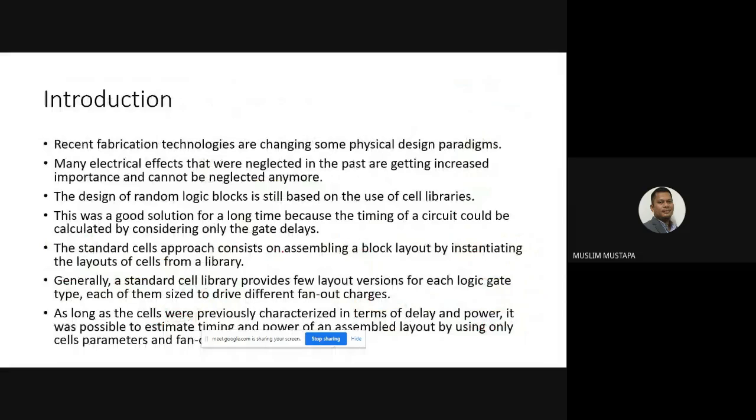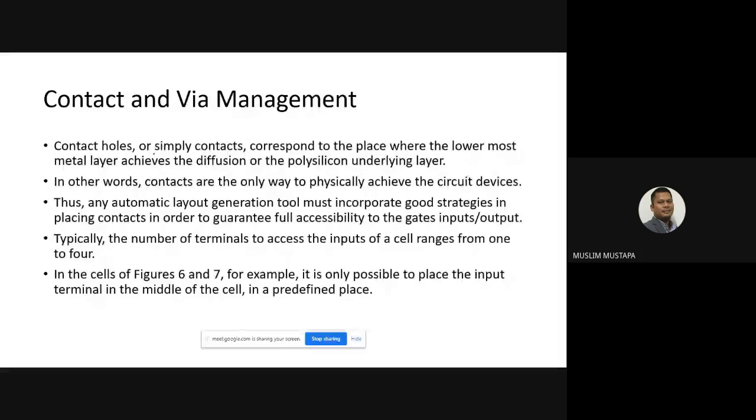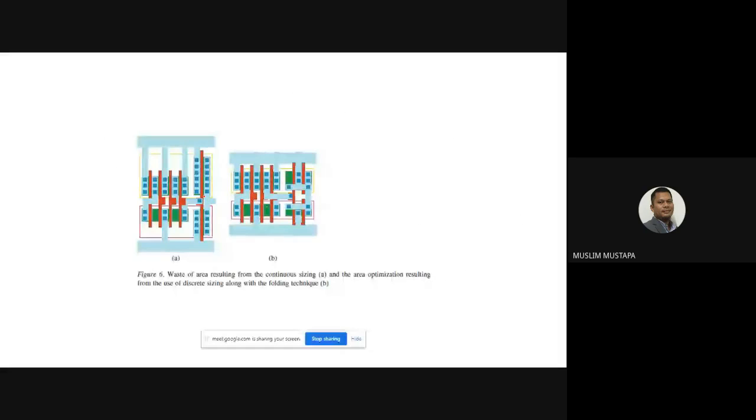Okay, let's look into this last thing that I skipped last week because of the time. Contact and via management. Contact is, if you look into the transistor design, the cell in the physical layout, all of these transistors need to be connected. So that's the contact point. And then the other thing is via.